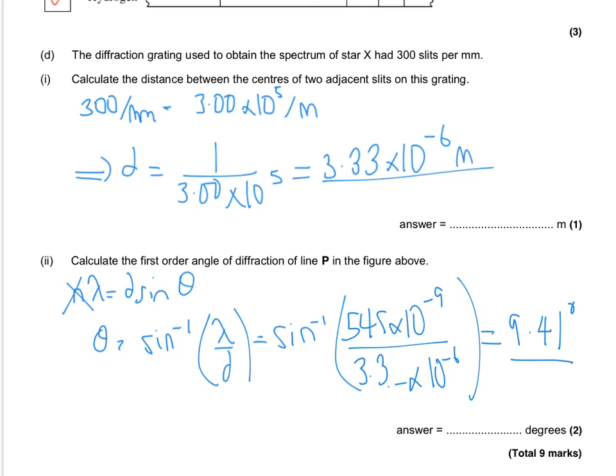You could get a range of answers depending on what value you put in here. This question accepted anywhere between 9.4 and 9.6, I think, so anything in that range is absolutely fine. And that concludes this question number 2.